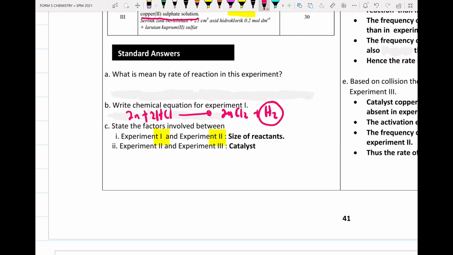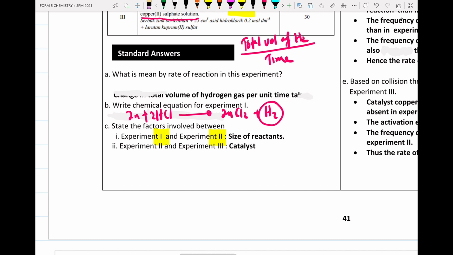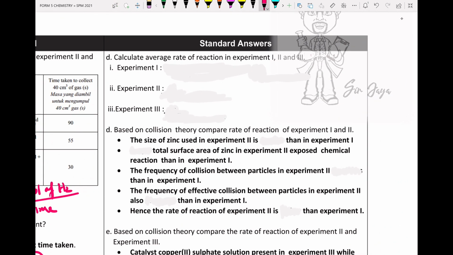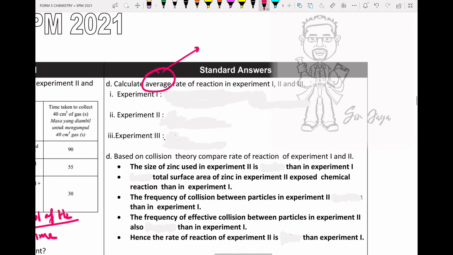So once we have hydrogen gas, we will collect the total volume of hydrogen gas per unit time. So the definition will be the change in the total volume of hydrogen gas per unit time taken. Alright, so we move on to the next question. Okay, how to calculate average rate of reaction? Average rate of reaction can be calculated by using the formula: total change in the total volume of hydrogen gas per unit time taken.